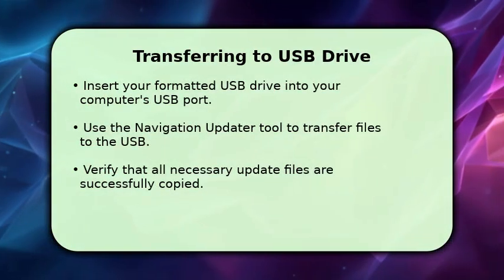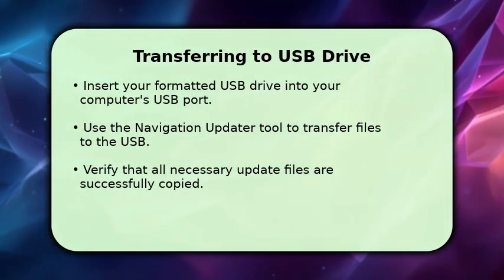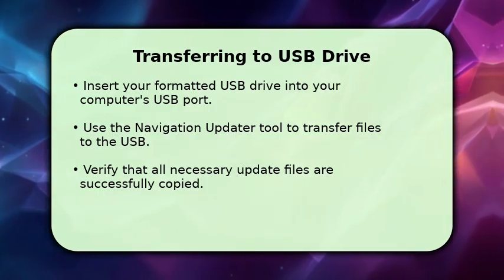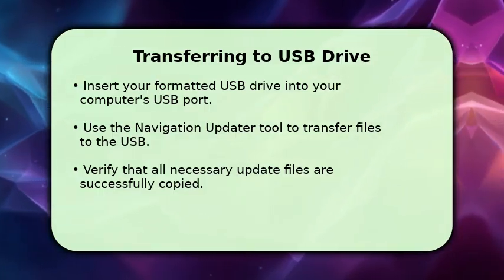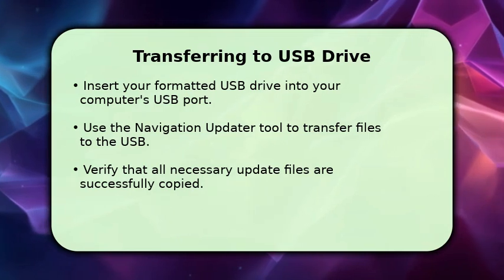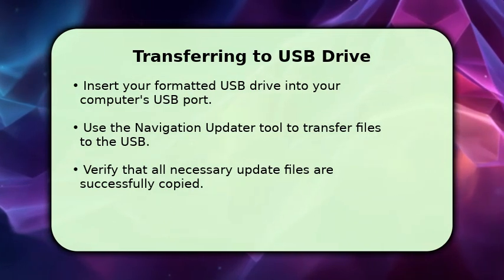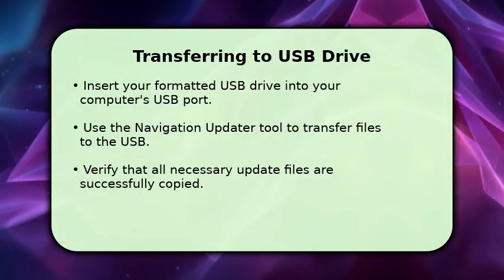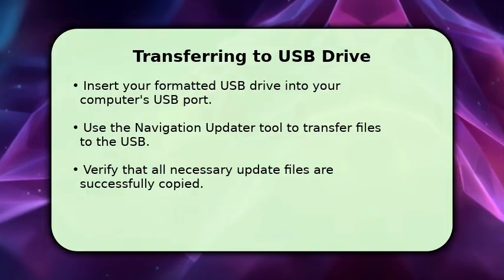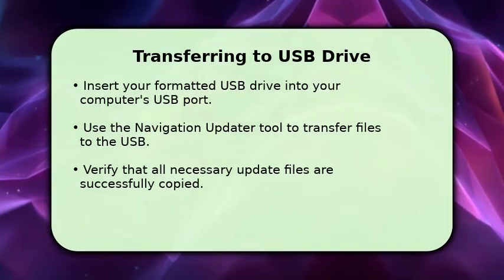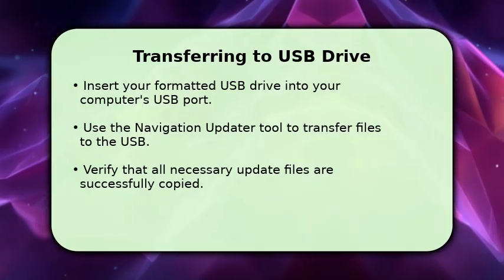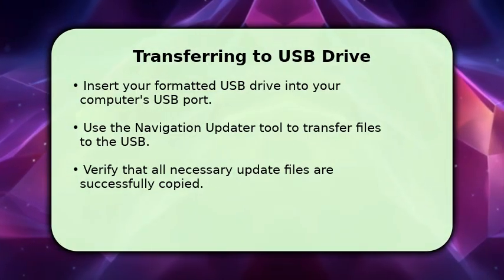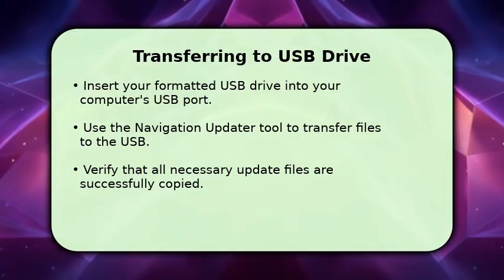With the download complete, insert your formatted USB drive into your computer's USB port. Now, use the Navigation Updater tool to transfer all the downloaded files directly onto the USB drive. This step ensures the update package is correctly structured for your vehicle. Before proceeding, verify that all necessary update files are successfully copied to the USB. Finally, safely eject the USB drive from your computer to prevent data corruption.